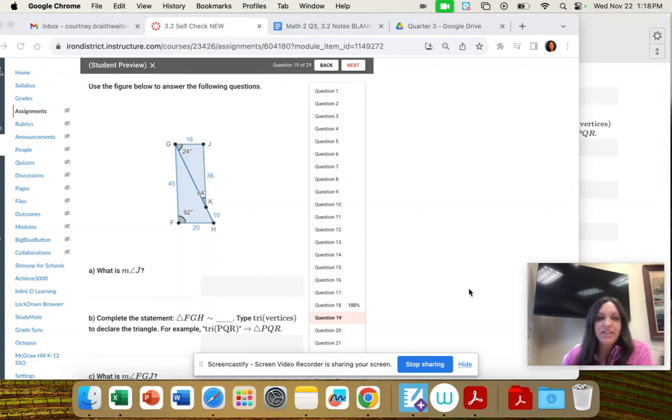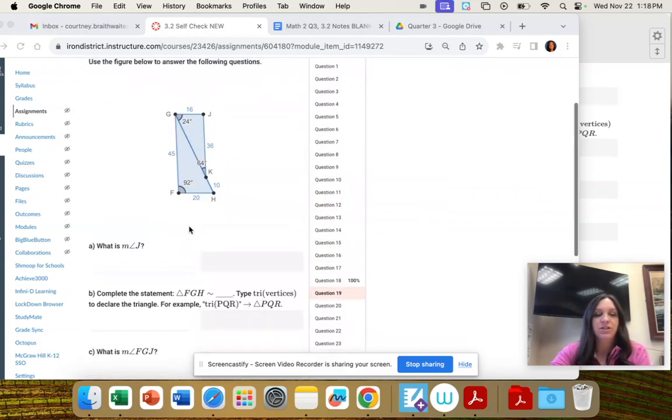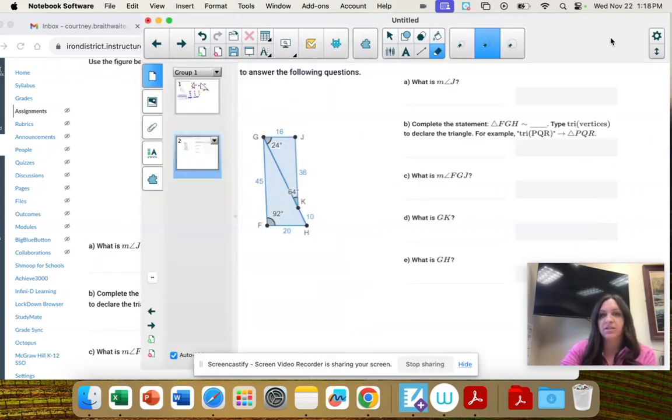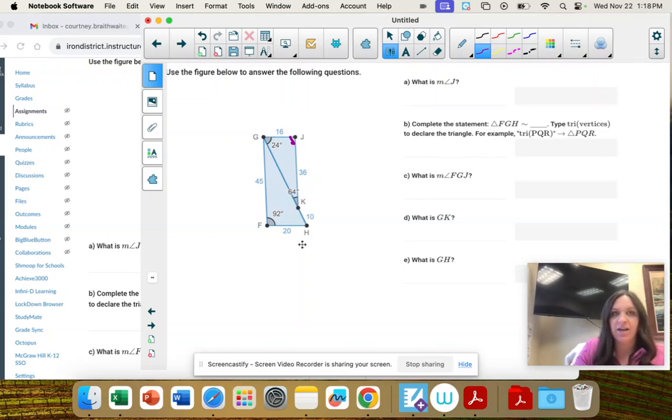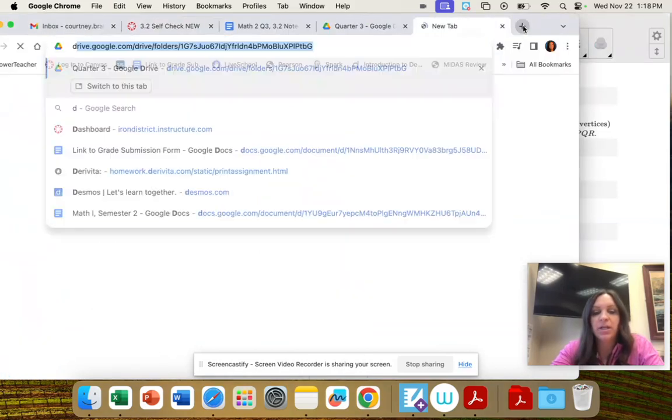All right, question 19. We have this figure here with all these questions to answer. So let's get started. What is the measure of angle J? So this one, which is perfect, it's in this triangle. The angles in a triangle add up to 180. So 180 minus 24 minus 64.